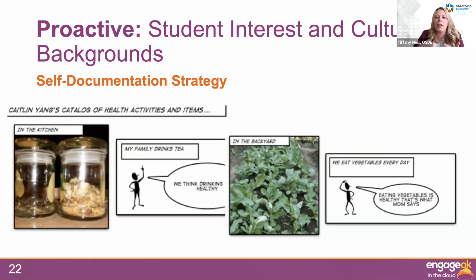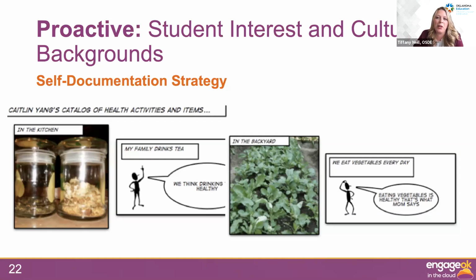And imagine how you can leverage some of these to show appreciation, for example, of Caitlin's family using the tea, or perhaps the healthy food. If you've got several students that are showcasing images of their garden, you can have students talking about, in the context of your lesson, what about that healthy food helps them stay well. So there are lots of ways to do this.